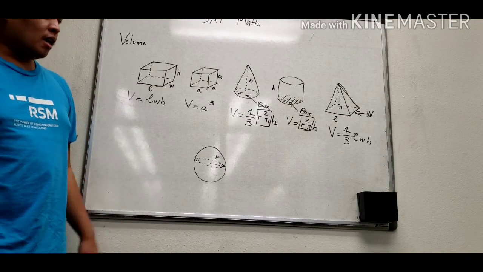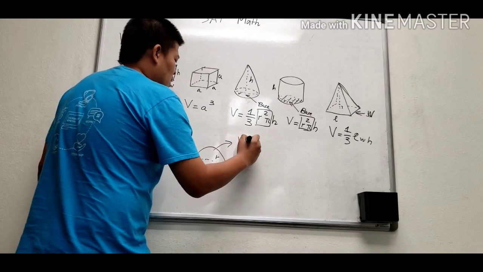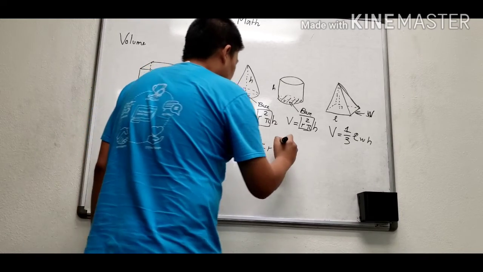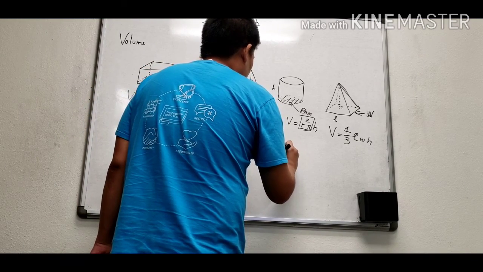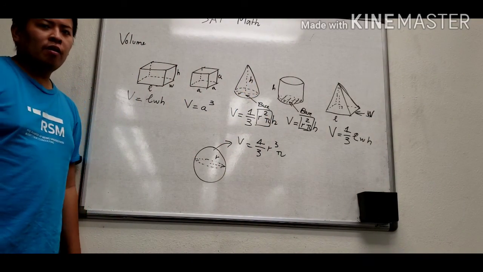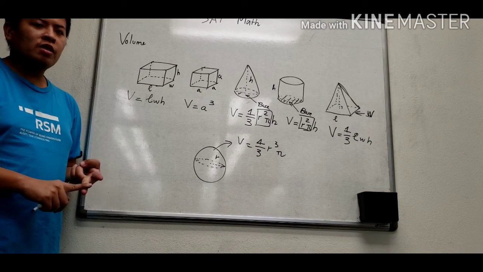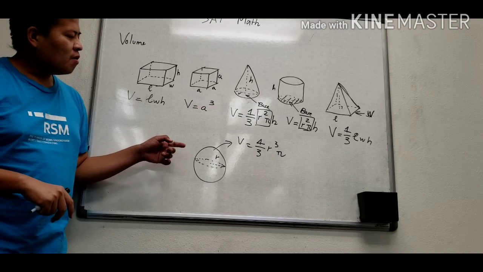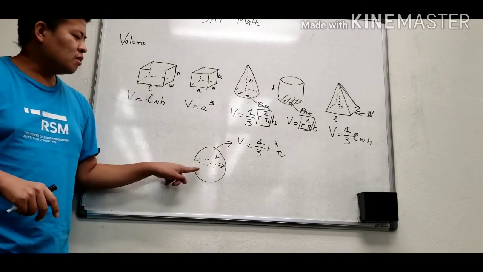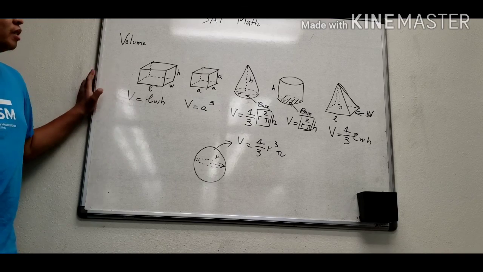The last formula is the sphere. The volume of the sphere is 4/3 R power 3 pi. This is so important for calculating the volume of a ball, or maybe the volume of a bone. So you need to learn the volume of the sphere, because it's so important for calculating volume. And here are the 6 objects you need to learn.